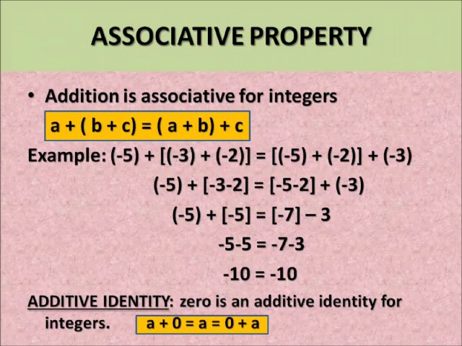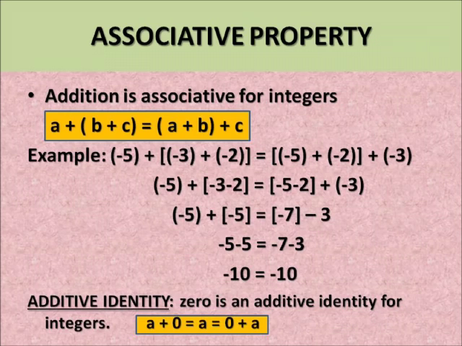Next is the associative property. Now, addition is associative for integers, which means if I have three integers a, b and c, then a plus (b plus c) will be equal to (a plus b) plus c. Now here I have taken three integers, a is equal to minus 5, b is equal to minus 3 and c is equal to minus 2. Then LHS will be equal to RHS, that is both sides I am getting minus 10.